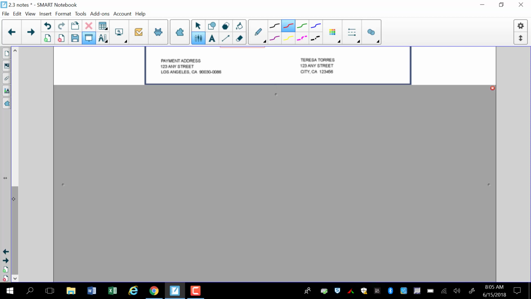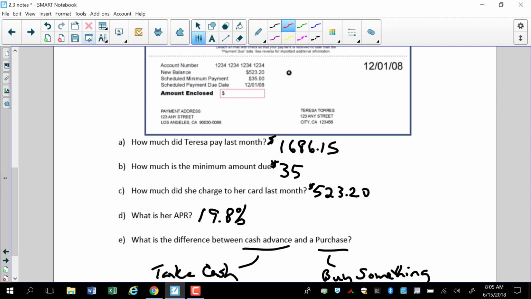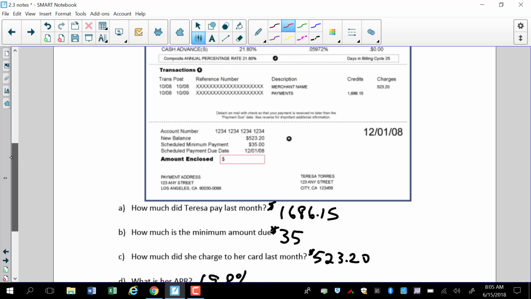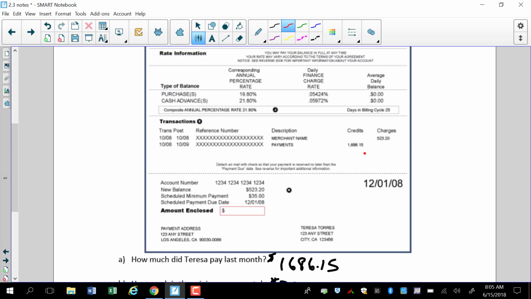Hopefully you've had some time to work on that. If you take a look, I'm going to unhide this. And how much did she pay last month? It shows it right here. This is your payments section right there. That's how much she paid.